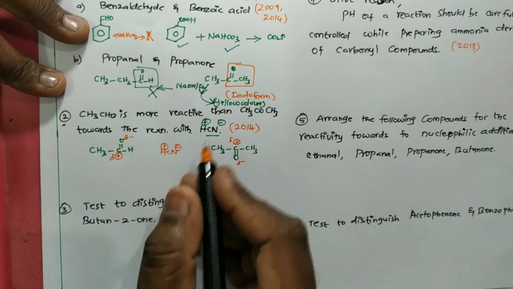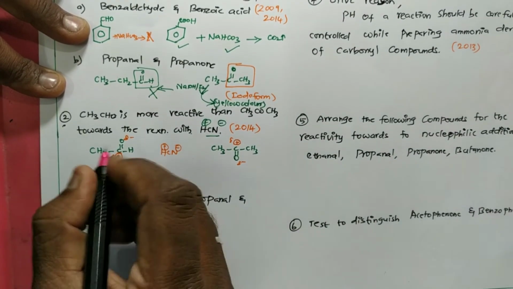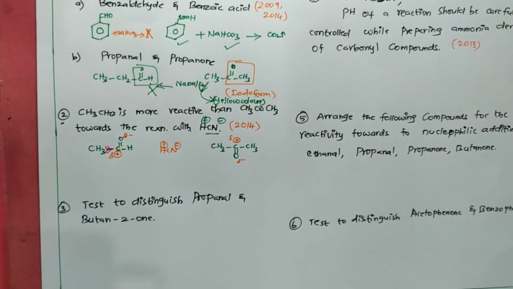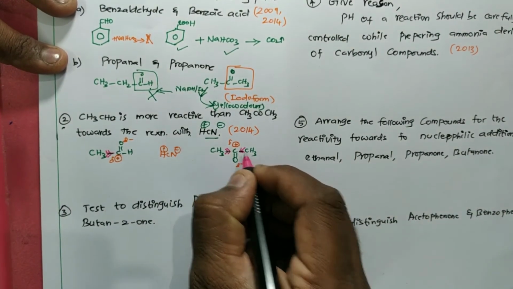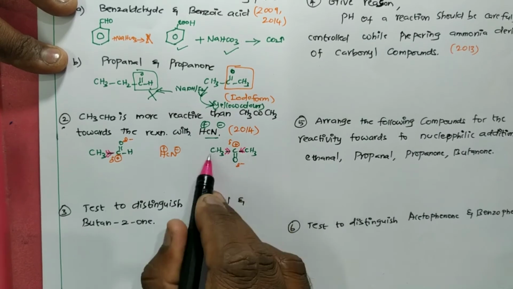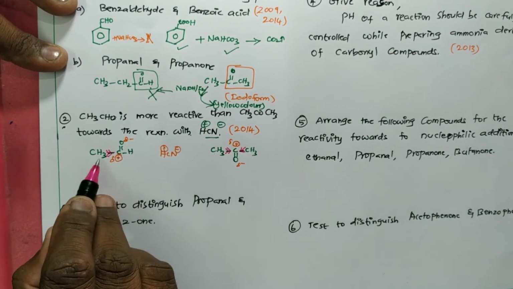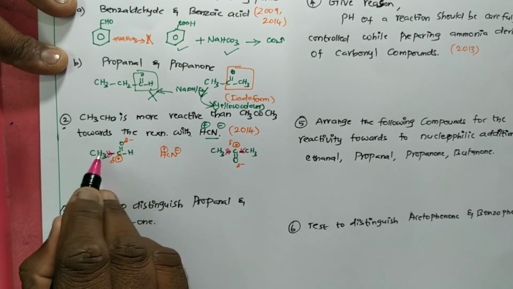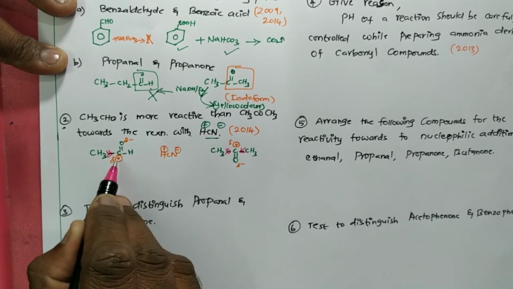So here, as you compare, one methyl group is attached here. What is the nature of the methyl group? It is an electron donating group. Here, how many electron donating groups are there? In ketone, we have 2 electron donating groups. But in aldehyde, we have only 1 electron donating group. So it needs to give a smaller amount of negative charge. That's why here it has a slight positive charge.